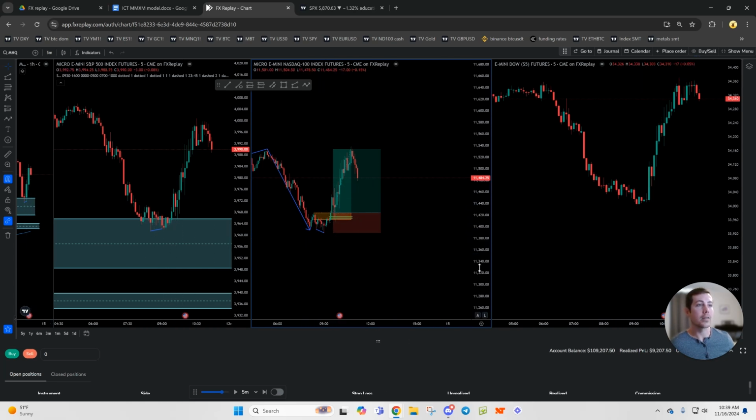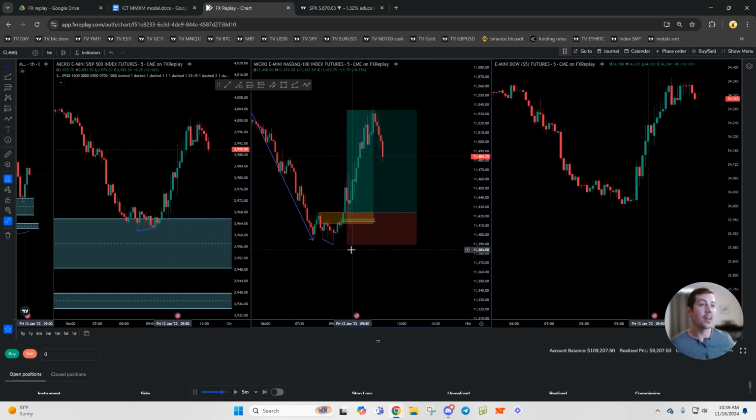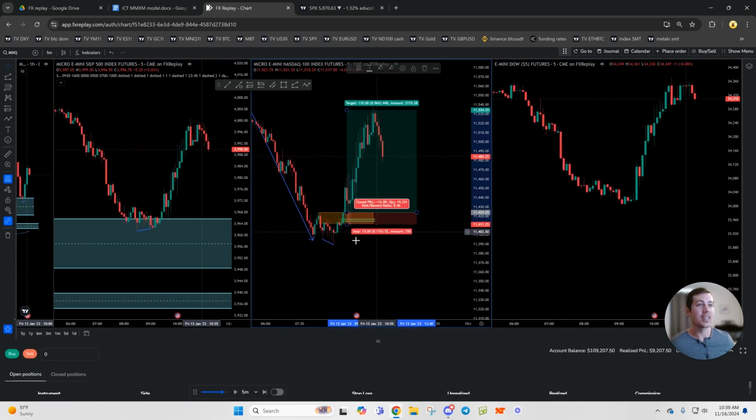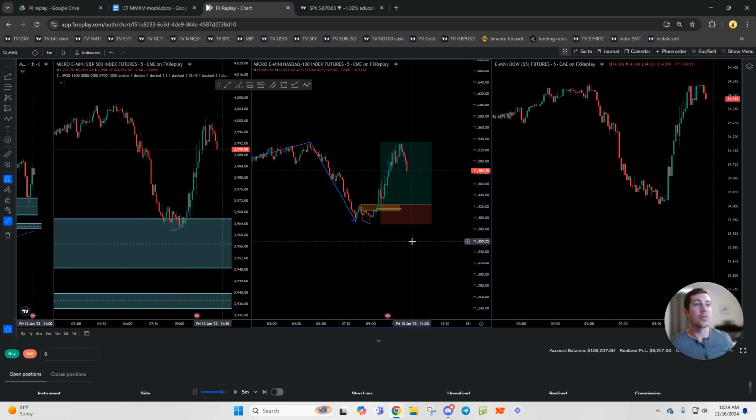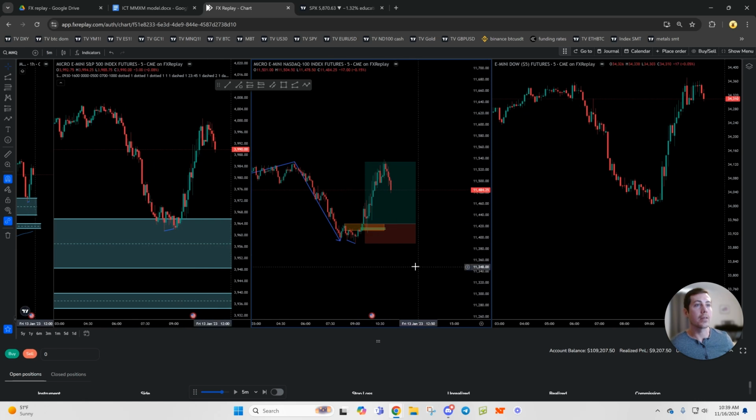So that worked out for us. I guess a quick note, if you would have done a really tight stop just on the other side, you would have got stopped out. So our conservative stop loss was better in this case. And yeah, it trended up pretty nicely to our first level. So we're at only 1105.